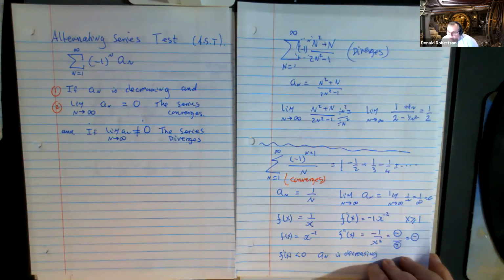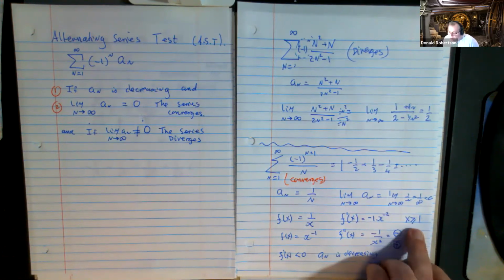Are we beginning to get a feel for how this test works? Find the limit as n tends to infinity of the a_n bit. If it's a number, end of story, it diverges. If it's 0, then you go and prove that it's decreasing by finding its derivative and showing that it's negative for values of x greater than or equal to 10 or whatever.